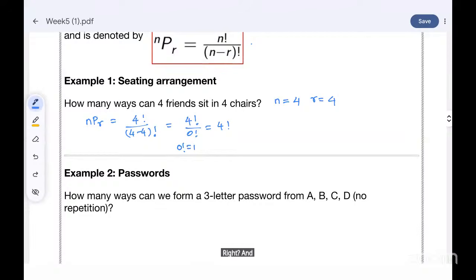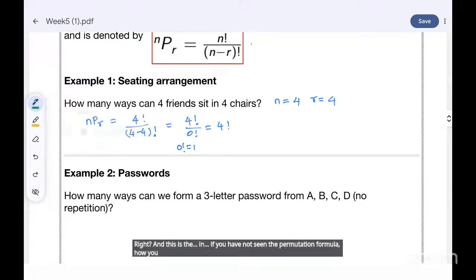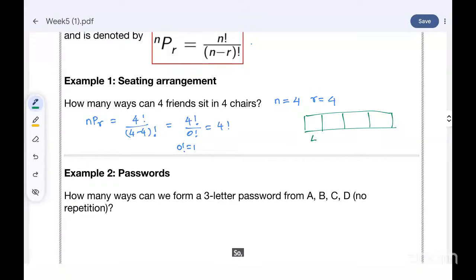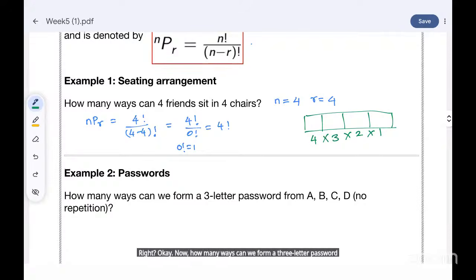If you had not seen the permutation formula, how would you have solved it? You would have said, okay, you have 4 chairs. For the first one, there are 4 possible ways. Second one, you have 3 possible ways. Third, 2 possible, then 1. So this is how you would have solved it. Now, how many ways can we form a 3-letter password from ABCD, with no repetition?